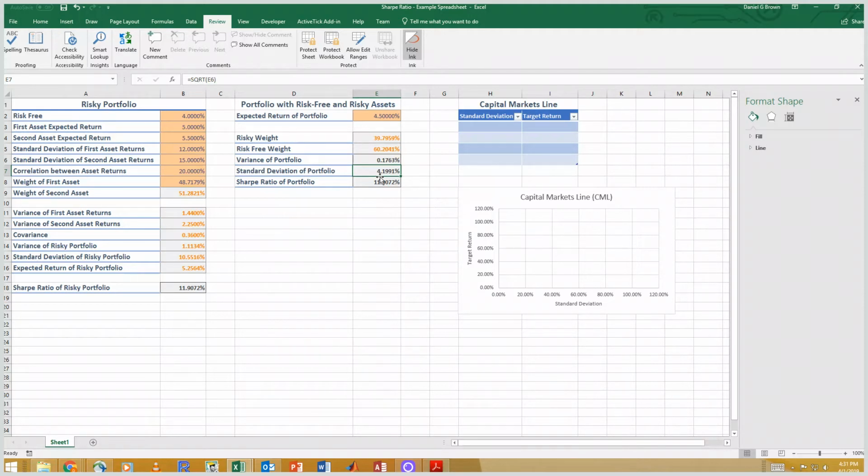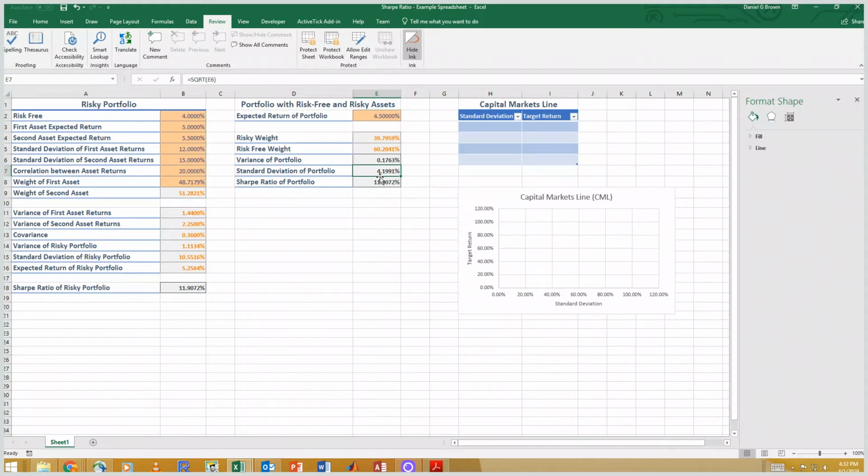Okay, this was done in a separate video. We talked about how we calculated this standard deviation. We talked about the fact that the portfolio that we construct contains some percentage of the risk-free asset and a percentage of a risky portfolio. The risky portfolio is the portfolio which has the highest Sharpe ratio.